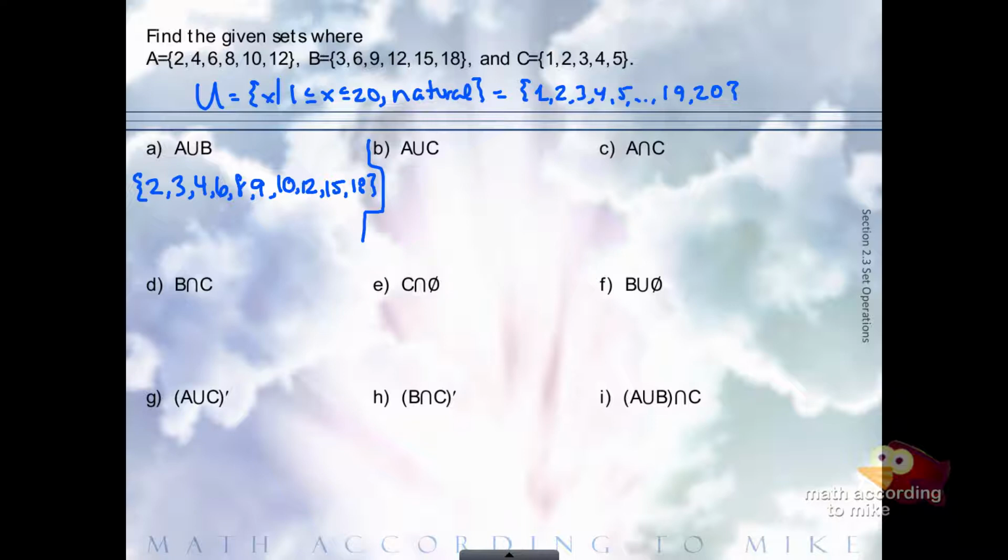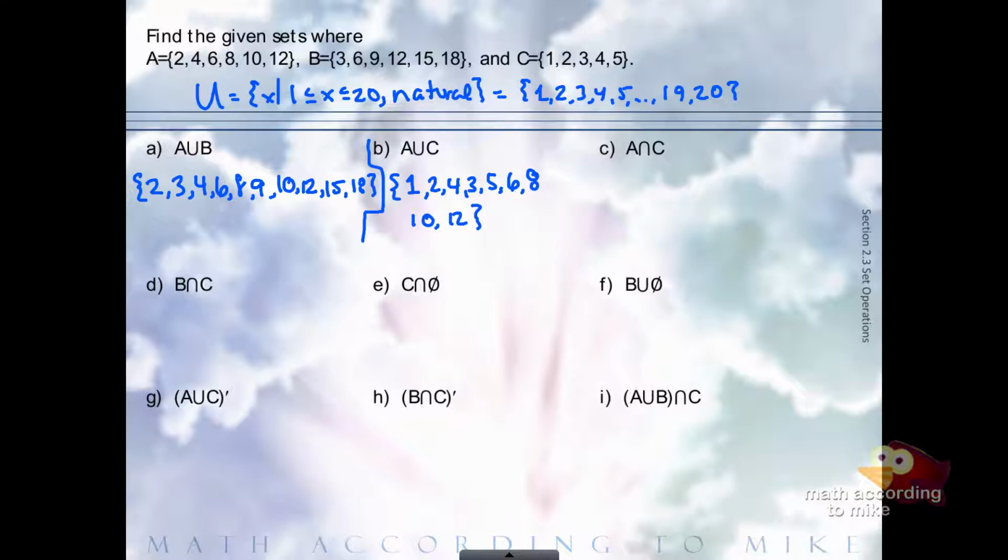A union C, same idea. We're going to put sets A and C together in the same box. Well, C contributes the first 5 natural numbers. Oh my gosh. Well, guess what? It doesn't matter the order in which you write them. So I don't have to fix that mistake because it's not a mistake. It's fine. And then on top of that, A also contributes 6, 8, 10, and 12. I'm going to put those on another line here. 10, 12.